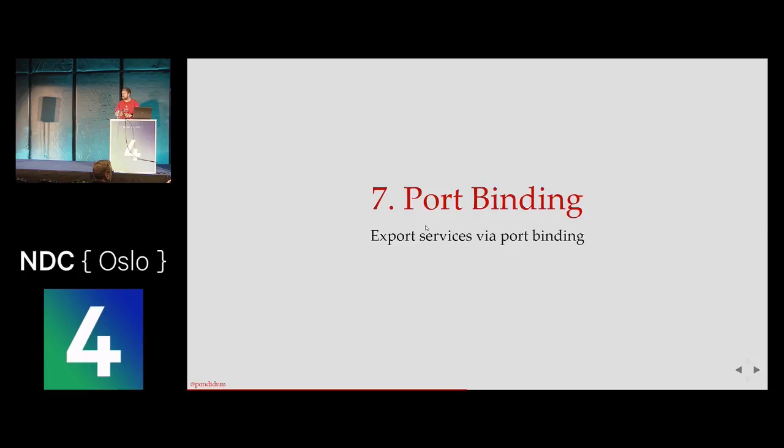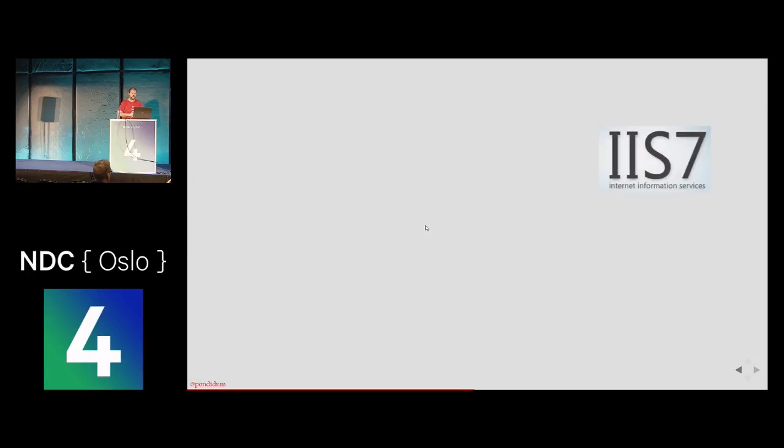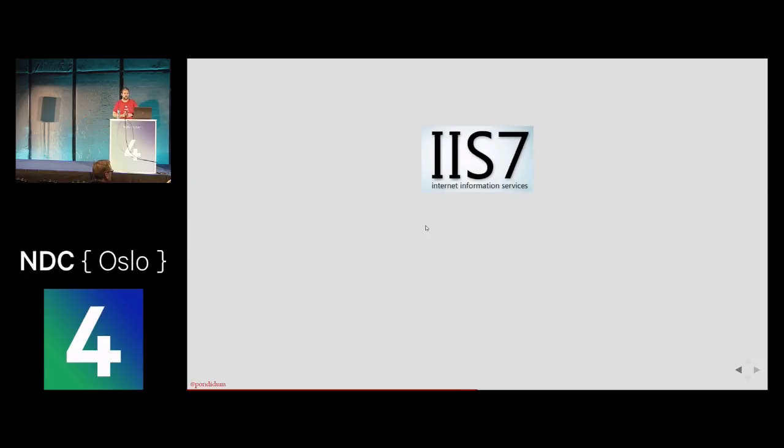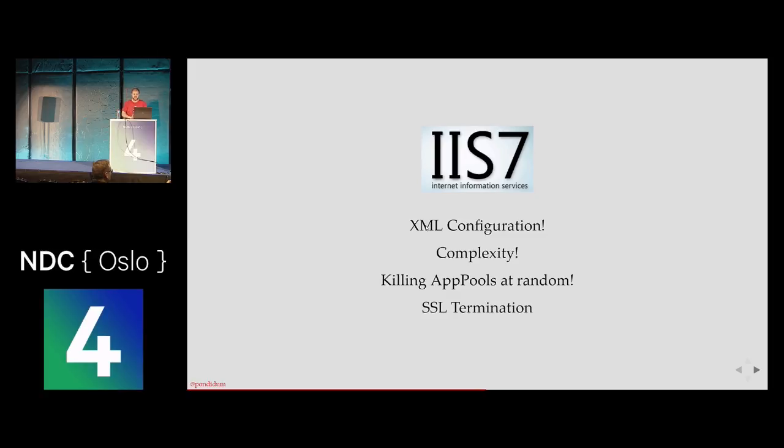Now, before .NET Core, this was a pain, because you were generally hosted by IIS, and IIS gives you loads of fun things. XML configuration, complexity, killing app pools at random, which is my favorite, and SSL termination. Now, one of these 4 things is something that I like. I don't want to have to deal with SSL termination. However, if I can get rid of XML complexity and killing app pools, great.